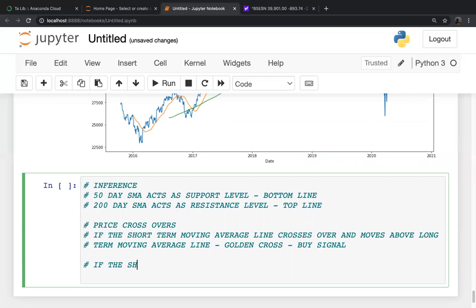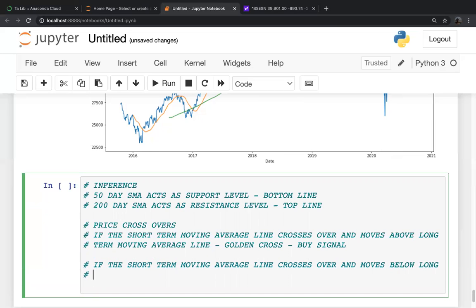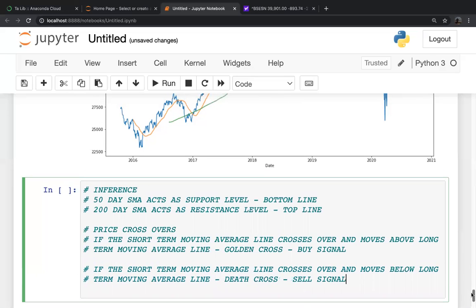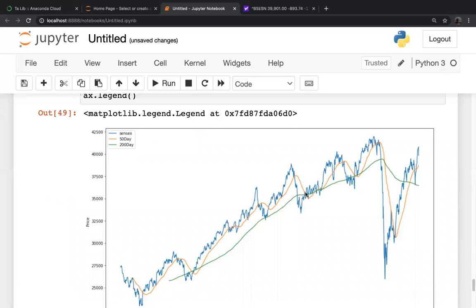If the short-term moving average line crosses over and moves below the long-term moving average line, we call it a death cross, or a sell signal. The market will fall. So see here, whenever the short-term moving average crosses below the long-term moving average, the market will fall.